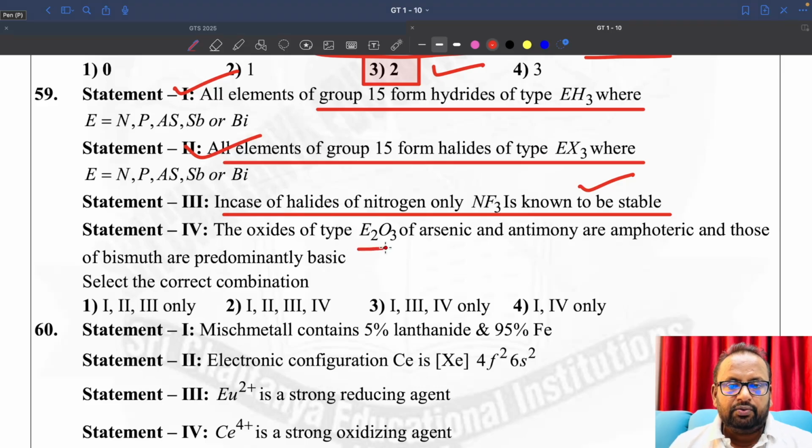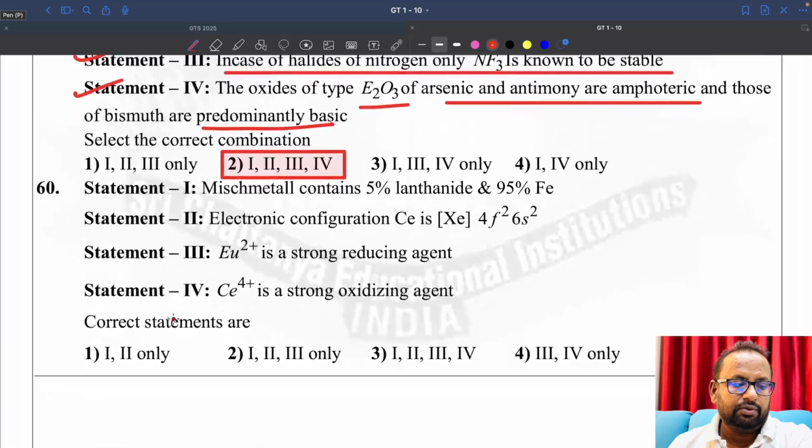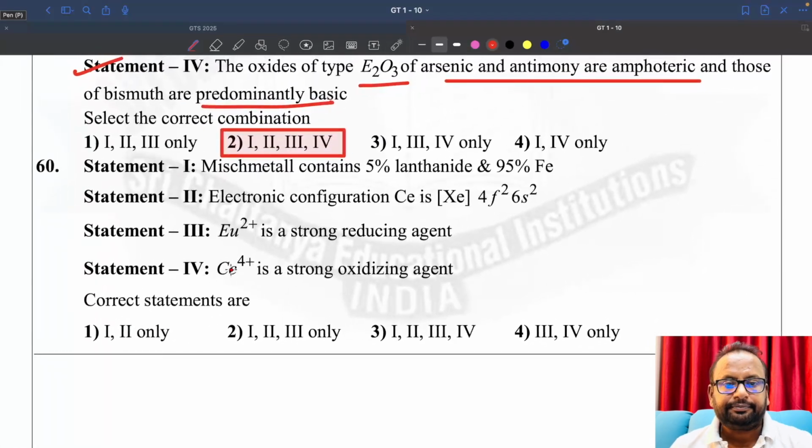Oxides E2O3 of arsenic and antimony are amphoteric, and bismuth are predominantly basic. Yes, arsenic and antimony both are amphoteric oxides. So all 4 statements are correct. 1, 2, 3, 4. So matching option is the option 2 for this question. Right. So we'll go to question number 60.